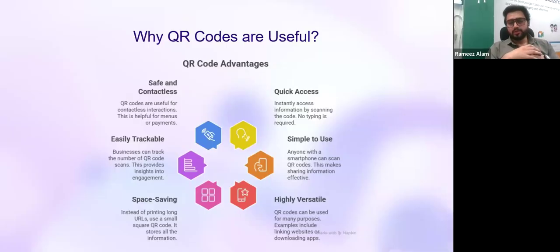It is simple to use. Anyone with a smartphone can scan QR codes. This makes sharing information effective. It is space saving. Instead of printing a long URL, use a small square QR code. It stores all the information. It is highly versatile. QR codes can be used for many purposes. Examples include linking to a website or downloading apps.